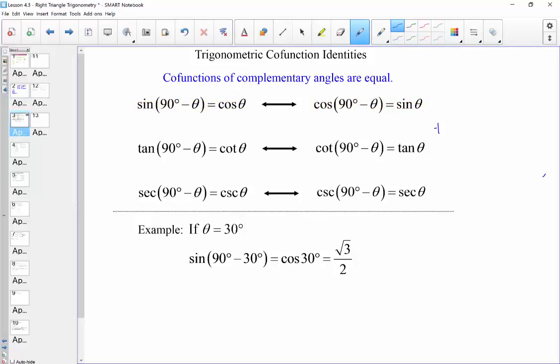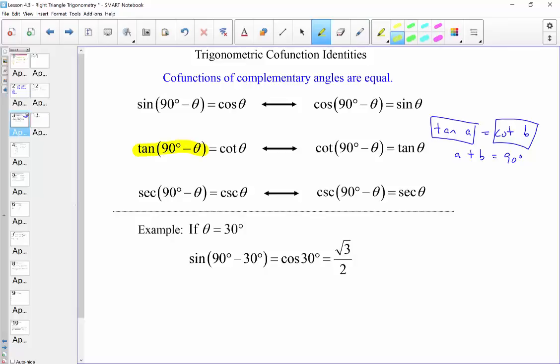If we have the tangent of angle A and the cotangent of angle B, and angle A plus angle B equal 90 degrees, then we can say that the tangent of A equals the cotangent of B. And that's what our next identity is telling us. The tangent of 90 degrees minus theta equals the cotangent of theta. Again, those two angles add to 90 degrees.